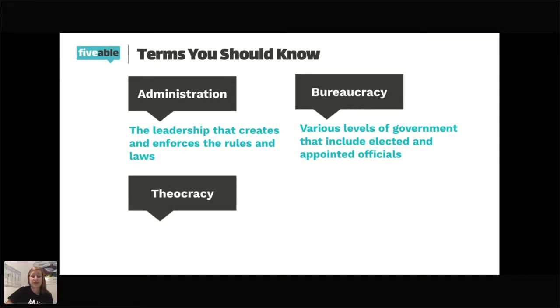The next term is a really important one for our topic tonight, which is theocracy. So a theocracy is a government where the government and the religion are so intertwined and enmeshed together that there really is no difference. In the United States, we hear the phrase separation of church and state. You've probably heard that before. In a theocracy, there is no separation of church or whatever religion and state, whatever government there is. They are one and the same.